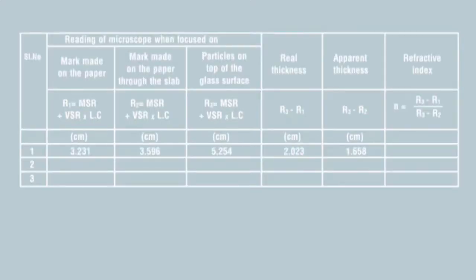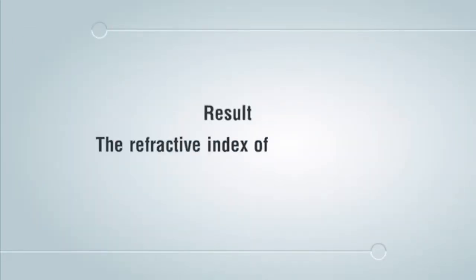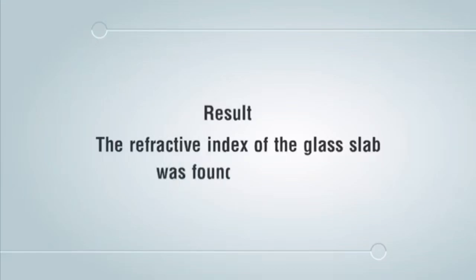Repeat the above steps 2 more times and record your observations. Find the mean refractive index of the glass slab. Results: the refractive index of the glass slab was found to be 1.5033.